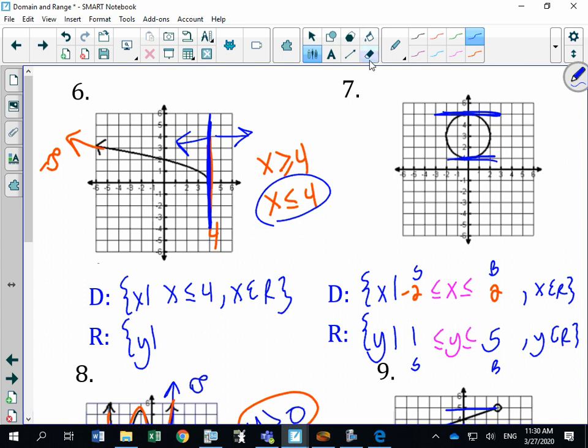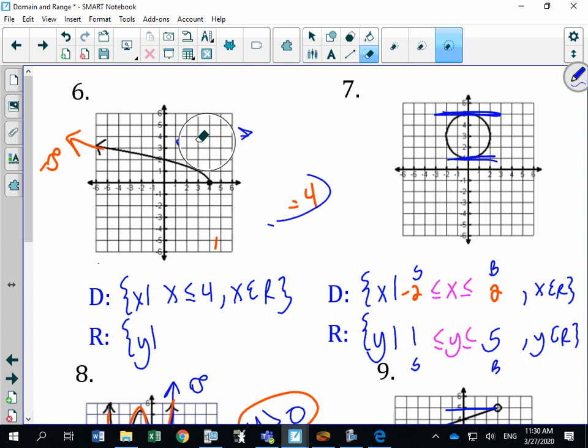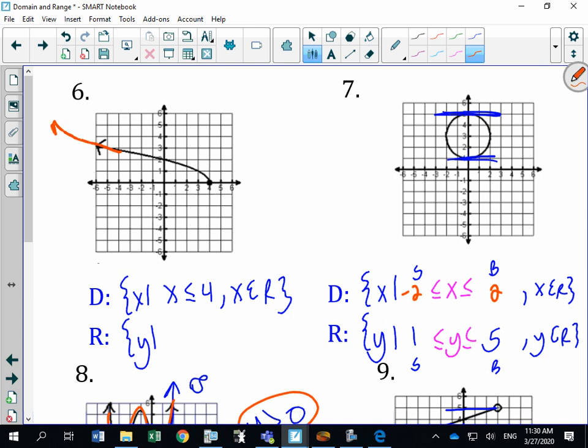Let's see if we could figure out the range. This graph does have a smallest y value. Now, if I exaggerate this, this graph is going to continue forever to the left, and it's going to slowly creep up, up, up, up. So if I say, what's your biggest y value? Infinity. What's your smallest y value? Would be that guy there, which is 0.